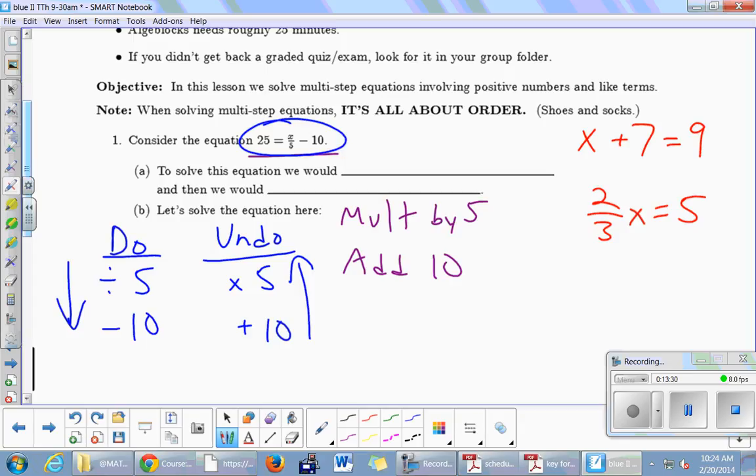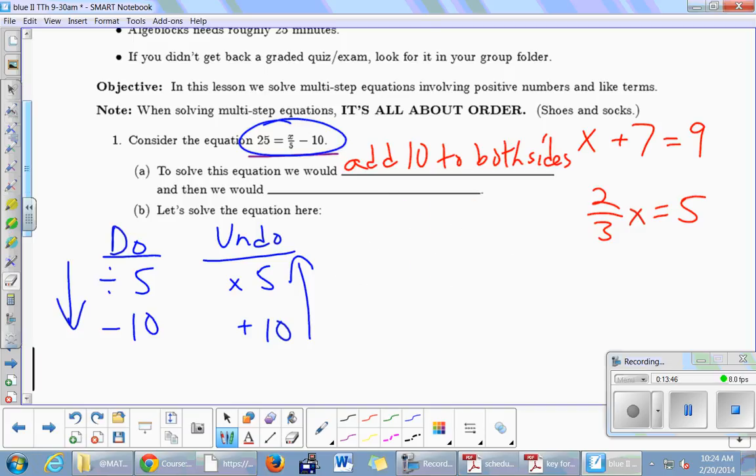So what do we do first? We said we're going to add 10. So that's what we do here. Add 10 to both sides. And then we would multiply by 5. Multiply both sides by 5.